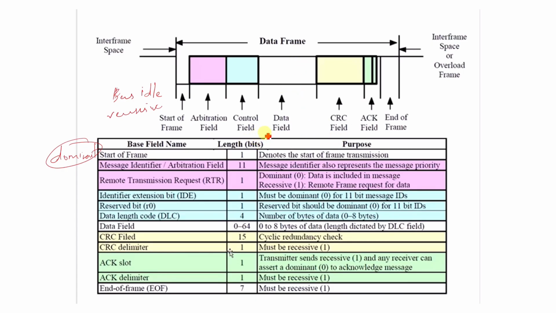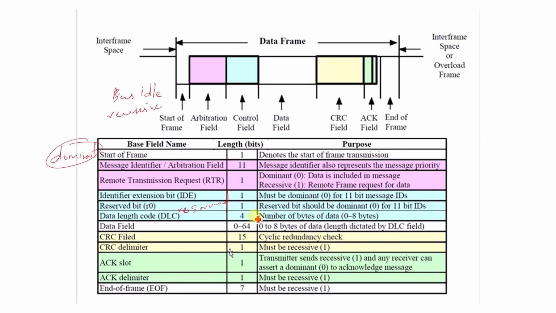Then we have the RTR bit. RTR bit 0 means data is included in the message. If it is 1, it is a remote frame. Next is the IDE, the identifier extension bit. It indicates whether it's a standard CAN or an extended CAN. As in every communication protocol, frames have some reserved bits for further expansion of that protocol. R0 is a reserved bit.